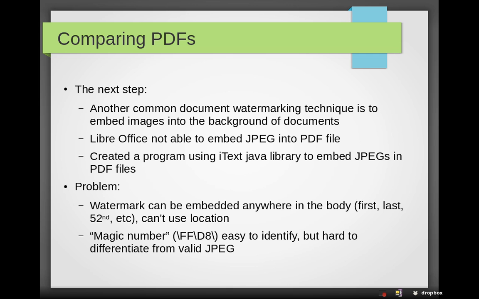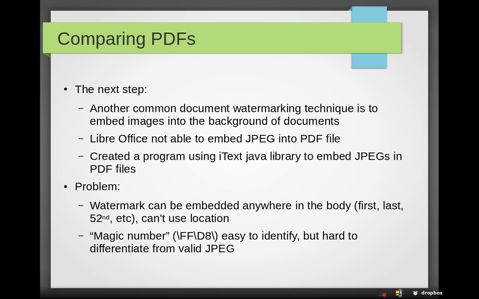The next step was to take a look at images as watermarks, another common document watermarking technique, which embeds images into the background of documents. LibreOffice does not do any JPEG embedding into PDFs, so I created a little program using iText to embed JPEGs into PDF files. Initially it used two methods, over content and under content, that would take a JPEG and put it into a PDF file, and all that did was create an object with a JPEG in it.